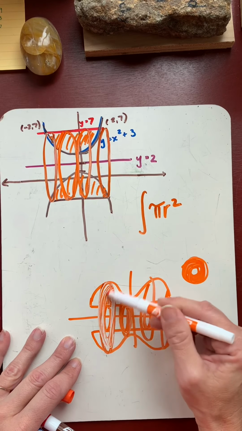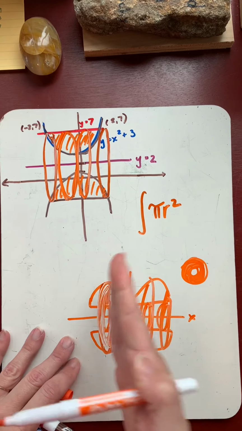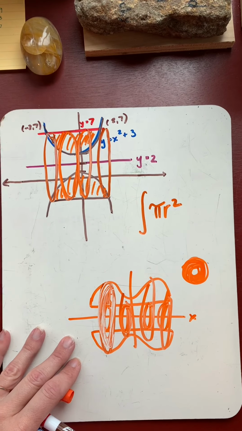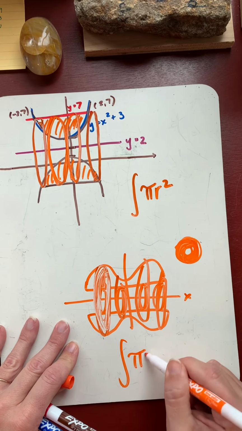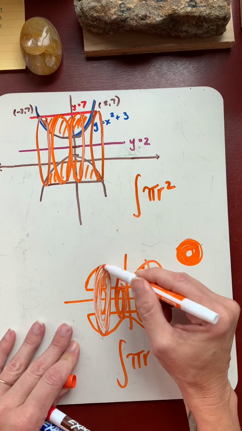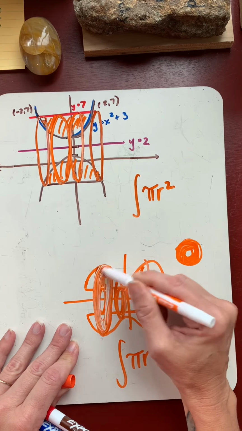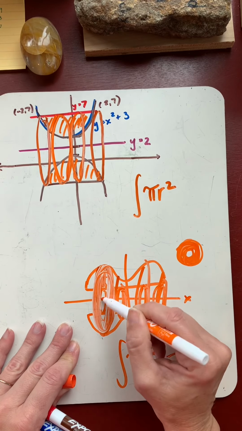They're donuts, but we don't call them donuts because donuts are three-dimensional. We call them washers because washers are flat. So I'm adding up an infinite number of these washers. In this case, I'm integrating not just pi r squared, but pi r squared, with r representing the outer radius, minus pi r squared, this r being the innermost radius.